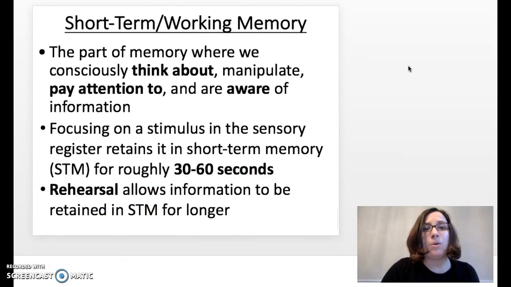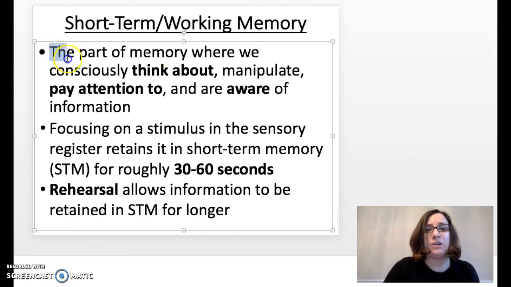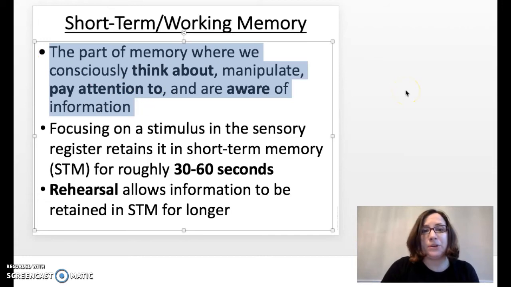All right, so the second type of memory that we talked about was short-term or working memory. And so, of course, what happens is we have a sensory experience, we hear something or see something, and then if our brain determines that it's important enough, it will move it to our short-term memory, or what we also call the working memory, where we can think about it and pay attention to it a bit. So this is the definition of short-term memory. Very important to know about this definition for the test.